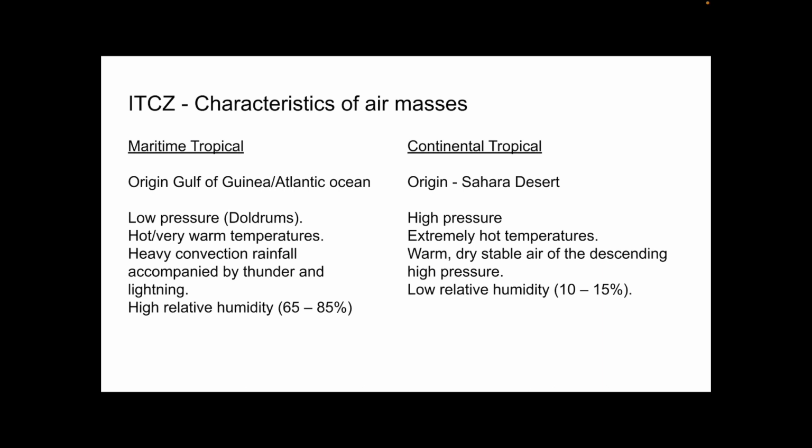So you can say the maritime tropical comes from the Gulf of Guinea, tick 1 mark. It is low pressure, tick 2 marks. It is hot or has very warm temperatures, 3 marks. Then the continental tropical comes from the Sahara Desert. There's your 4th mark. It is high pressure, 5th mark, and you get extremely hot temperatures, 6 marks. So it's actually quite a straightforward one.